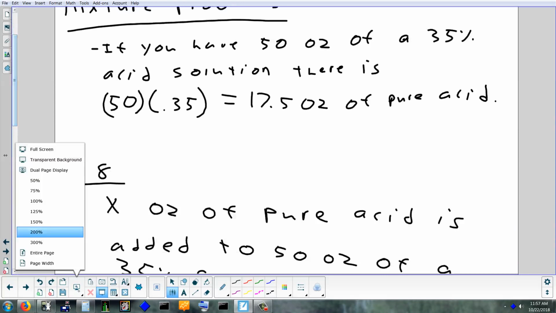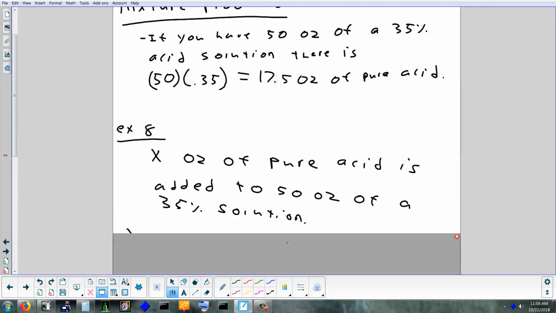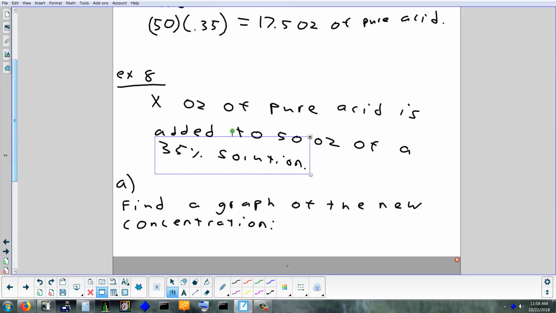Okay, so let's look at this one. It says that you're going to add pure, 100% concentration acid to the mixture that I just described up above. So you're going to add 100% pure acid into your solution that's 35%. So what's going to happen? It's going to get stronger. Depending on how much pure acid you add into it, the concentration is going to get higher. So I want to find a graph of the new concentration as a function of how much acid you put in.